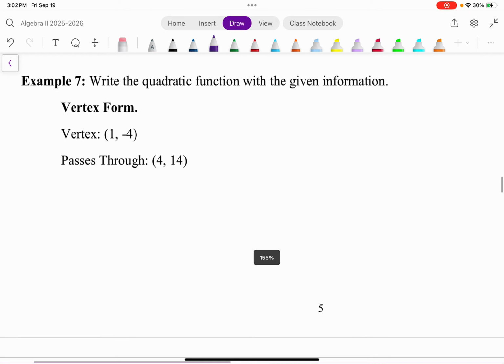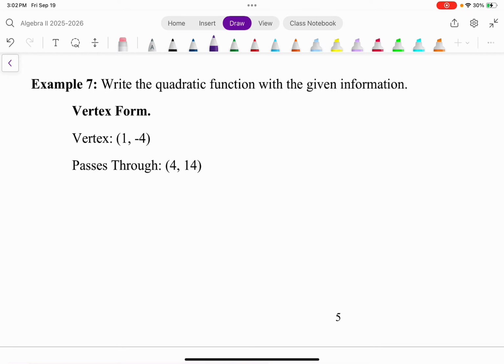That brings us to the last part of the 3.1 notes. For this one, we're going to write the quadratic function with the given information. They want us to write it in vertex form. So vertex form is when you have your a value multiplied by (x minus h) in parentheses squared plus your k value.